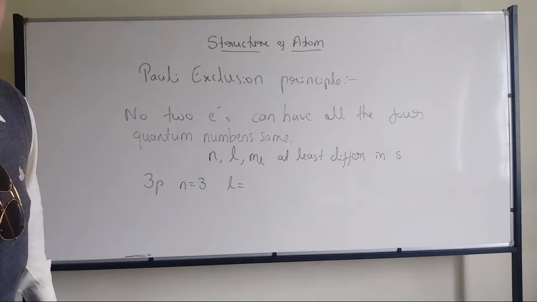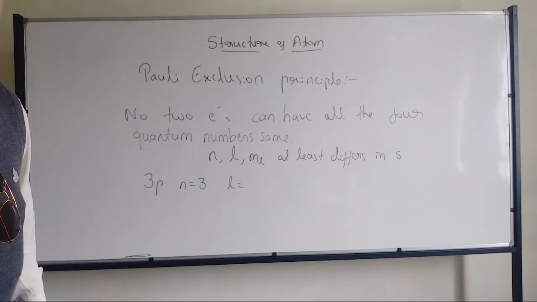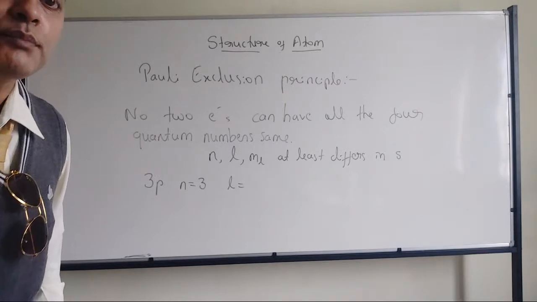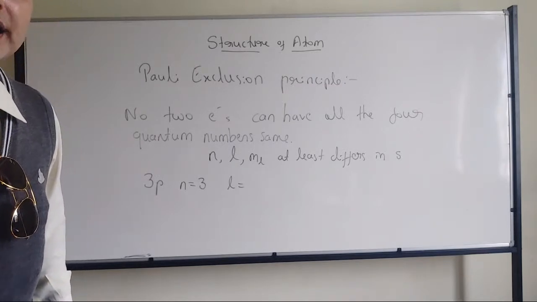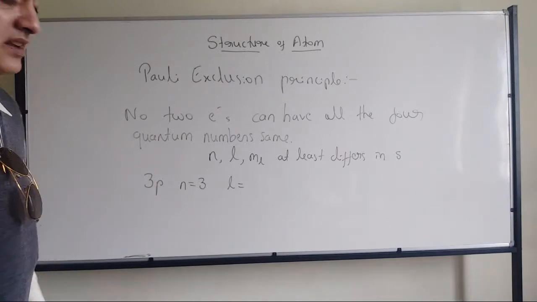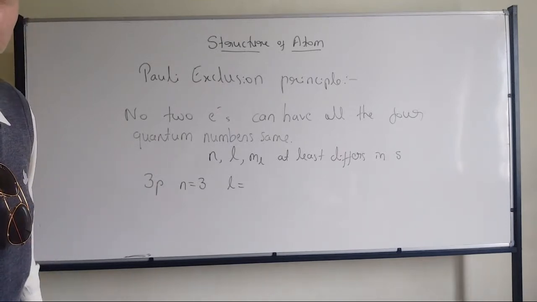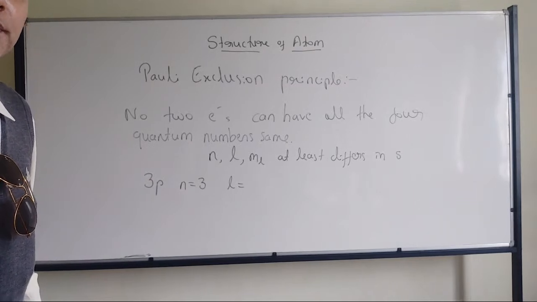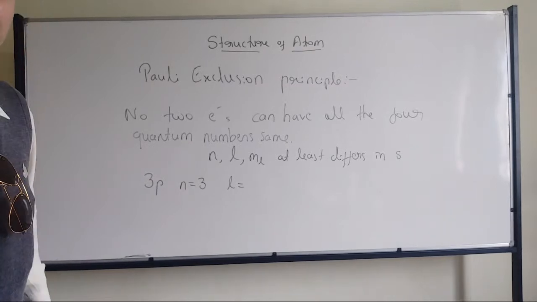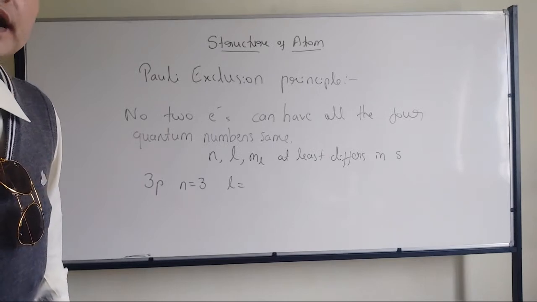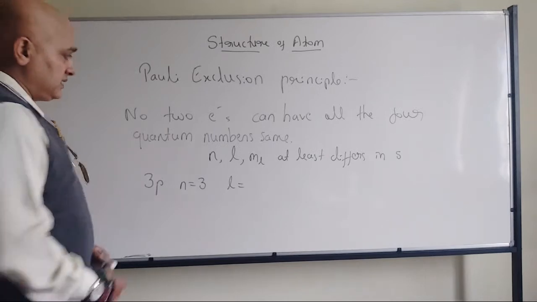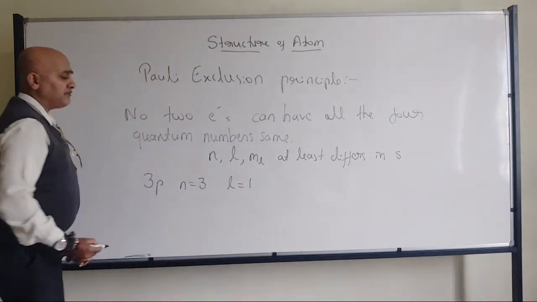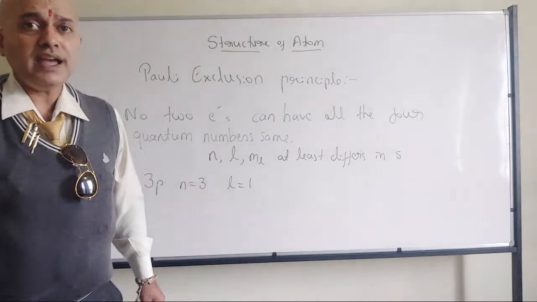So what about the L value? Okay, Rakesh, why 4? I am talking about the n value, not n plus L or anything like that. So for the electrons which are present in 3p, what will be the L value? The L value is equal to 1, because we are dealing with the p subshell.